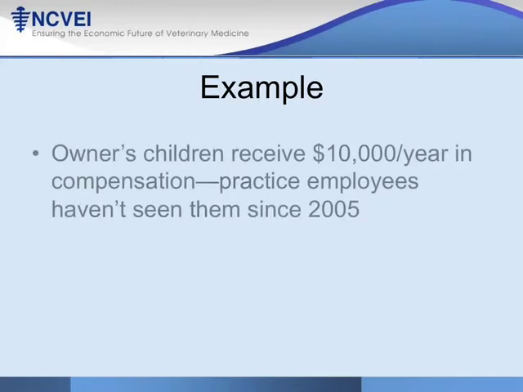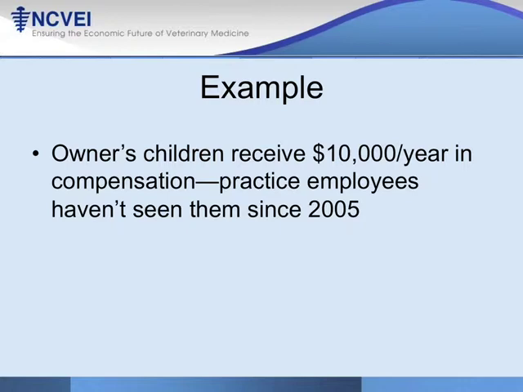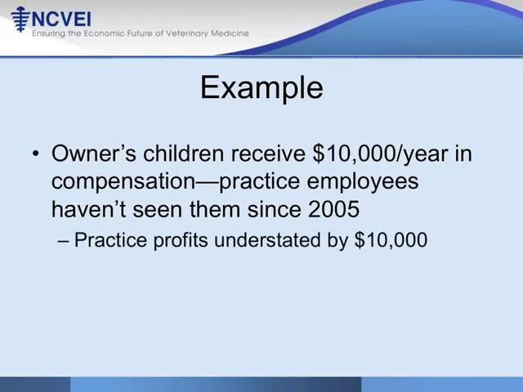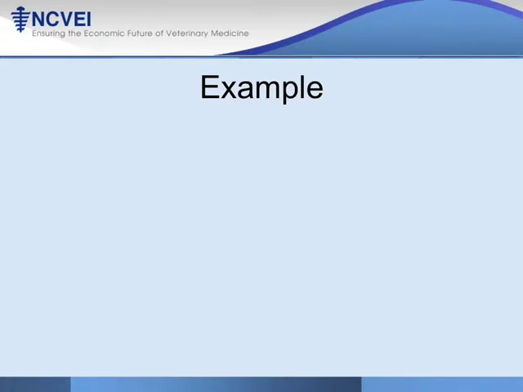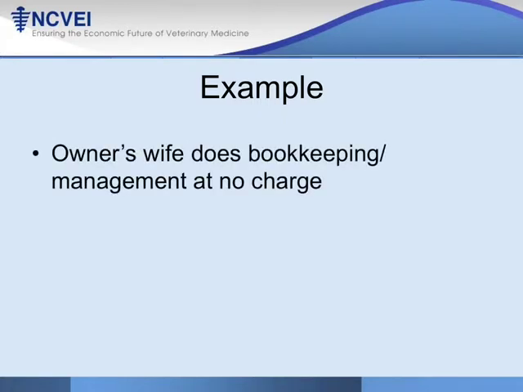Let's say that the owner's children receive $10,000 a year in compensation, but they never show up at the practice. On the tax return, the practice profits are understated by about $10,000. Again, if we come back to this concept of a multiplier to get to practice value, the practice value would be understated by $40,000. Another example is an owner's wife who does the bookkeeping or the management at no charge.